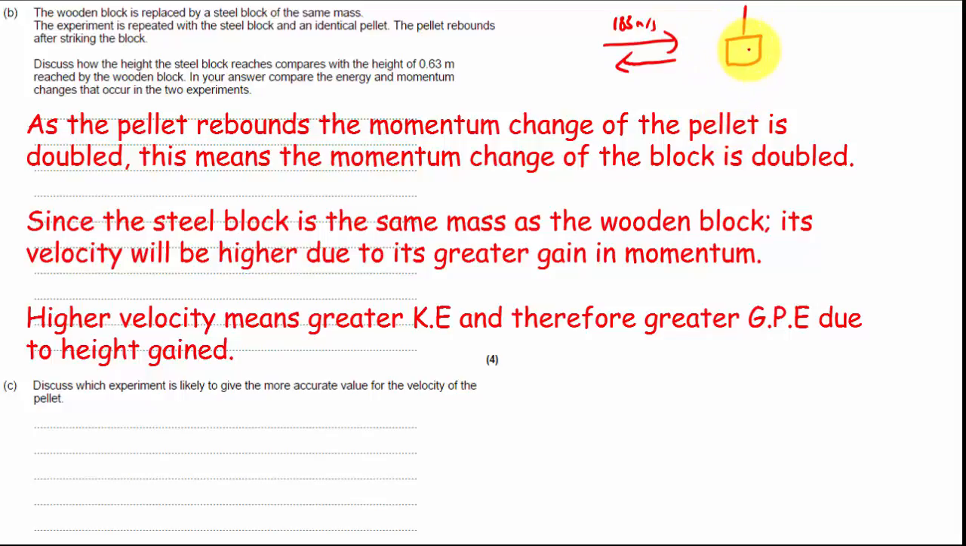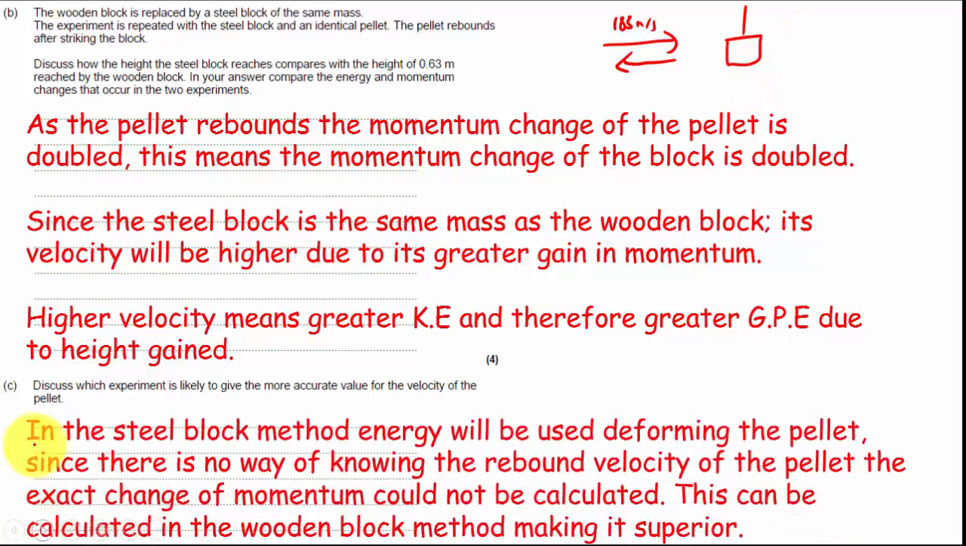Whereas in the case of the pellet that gets embedded in the block, we do know the change in momentum of the pellet, because it goes from the velocity that it was going at, 183, to the new velocity of the block at the beginning. So in terms of which is more accurate, using the wooden block would be better. So in the steel block method, energy will be used deforming the pellet. Since there's no way of knowing the rebound velocity of the pellet, the exact change in momentum could not be calculated. This can be calculated in the wooden block method, making it a superior method.